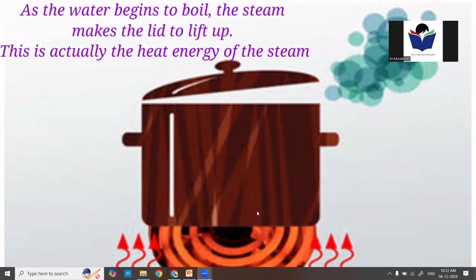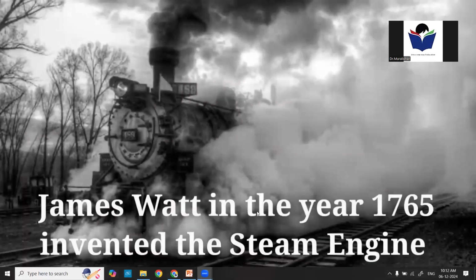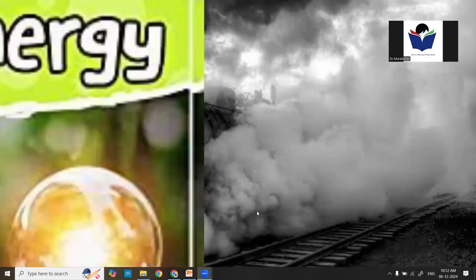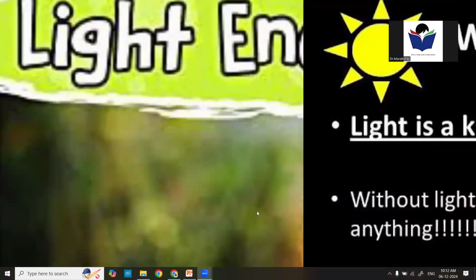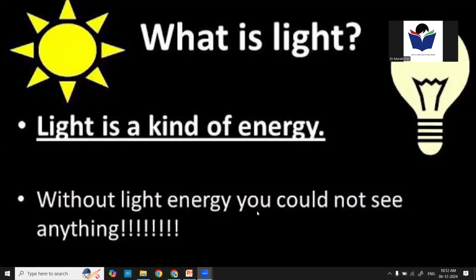In the same principle, James Watt in the year 1765 invented the steam engine, in which the heat energy of steam was used to do work. Light energy. Light is also a kind of energy. Without light, we cannot see any object. So light is what kind of energy?